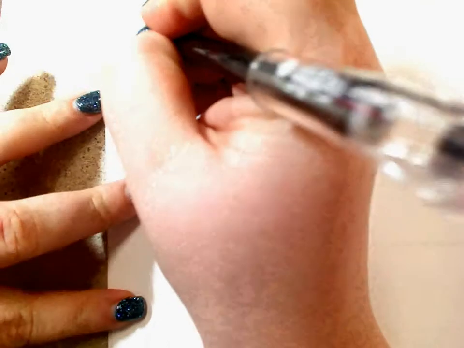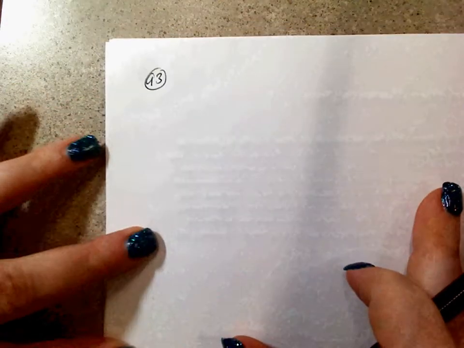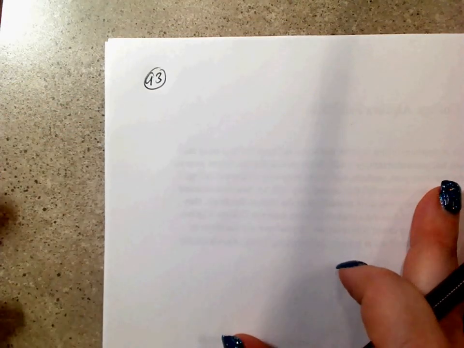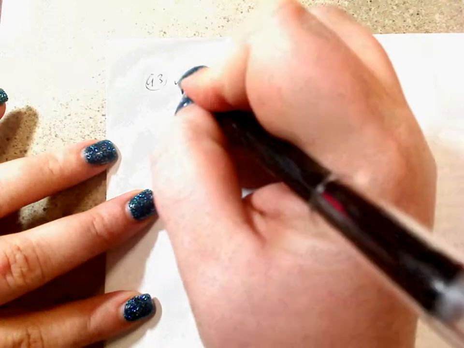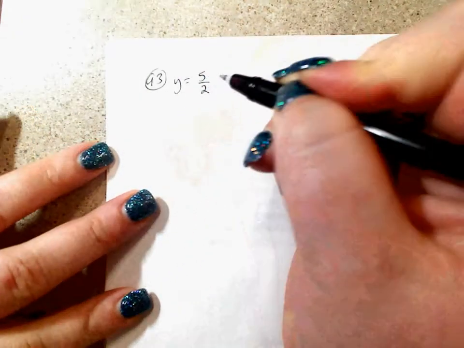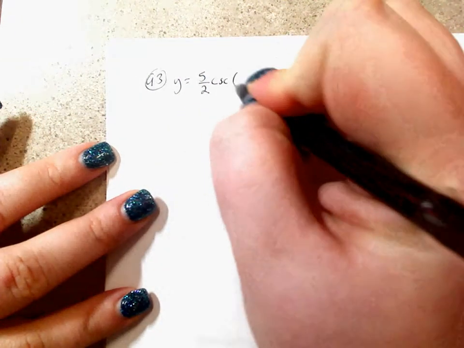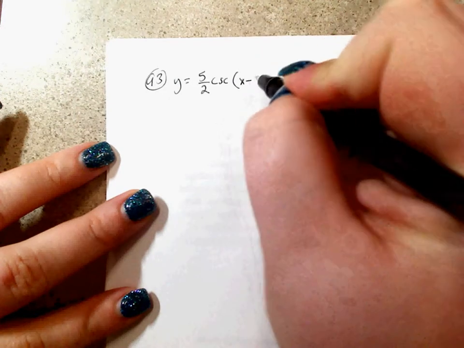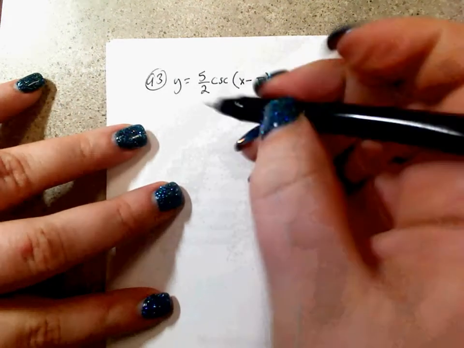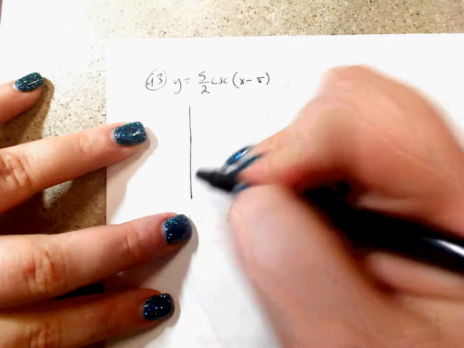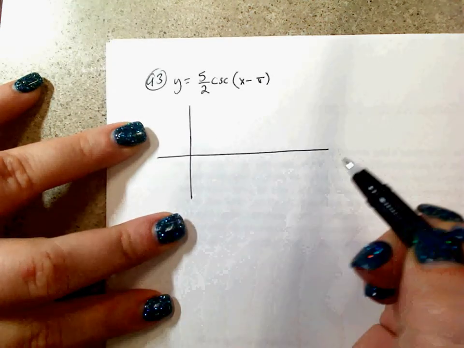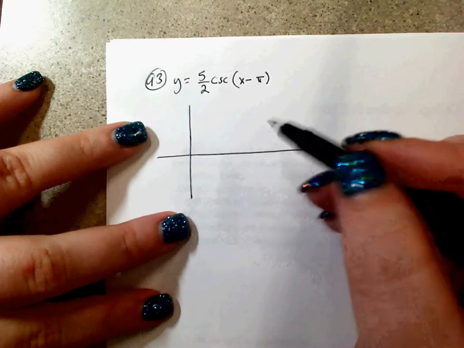Okay, so number 93 says we're graphing two full periods. Y equals 5 halves cosecant of x minus pi. Okay, so in general, I've got a cosecant wave. I need to graph two periods of it.